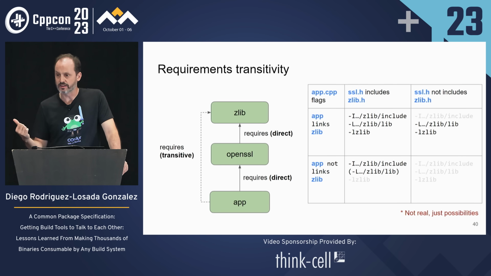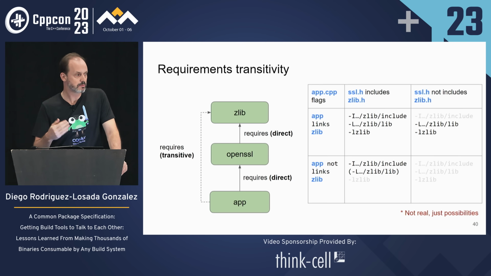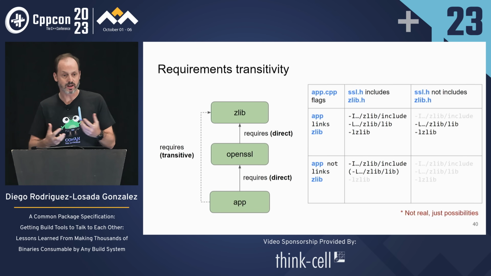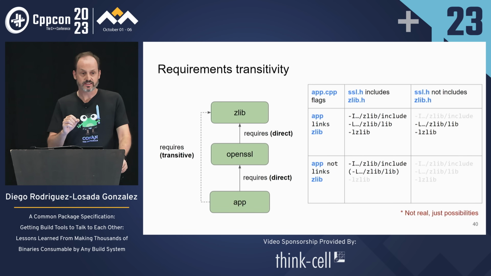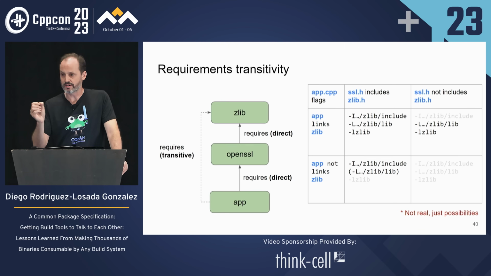But if, on the other hand, it turns out that OpenSSL only includes the zlib headers in its implementation files, the headers of zlib can be completely hidden from the application. Okay? This is similar to the CMake private and public relationship, but the problem that we have seen is that this is not just a two-state case. There are more cases that need to be represented.